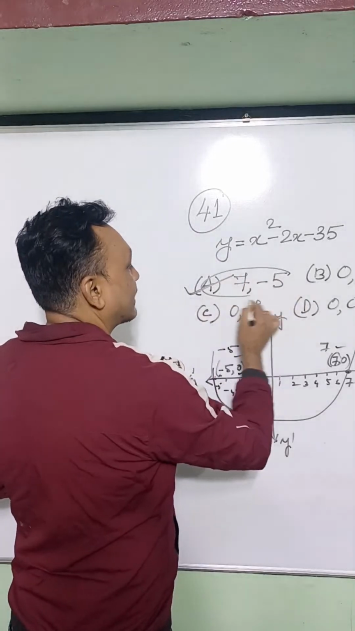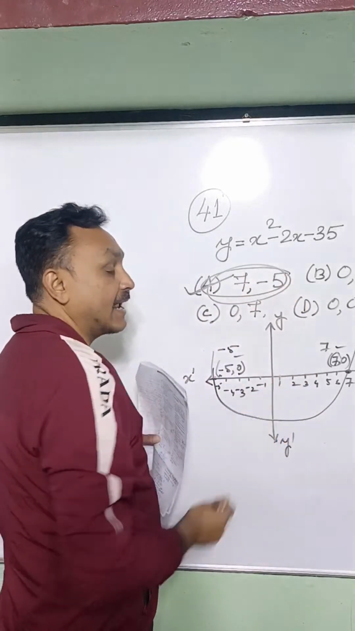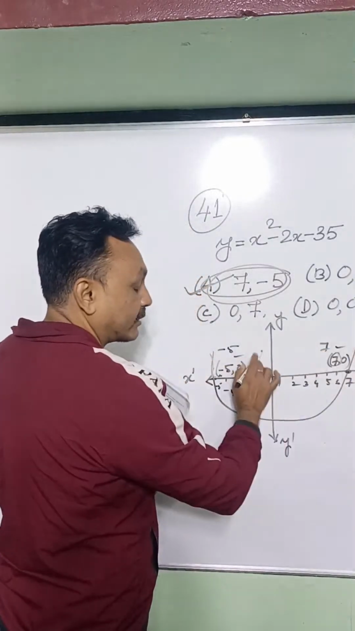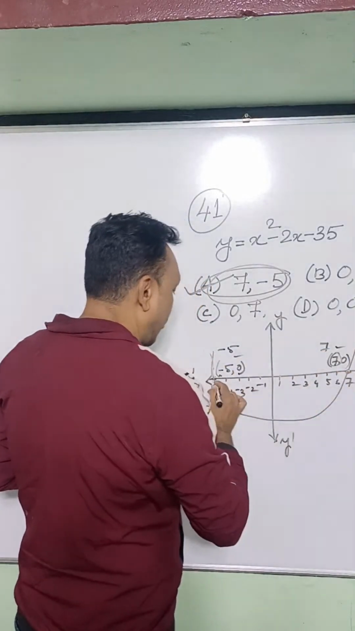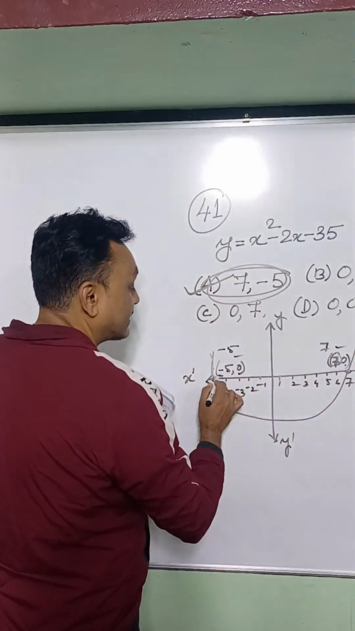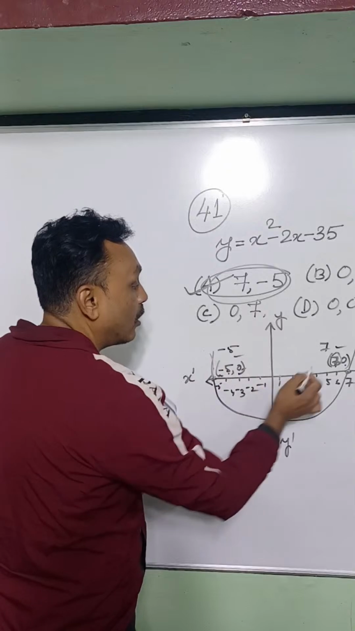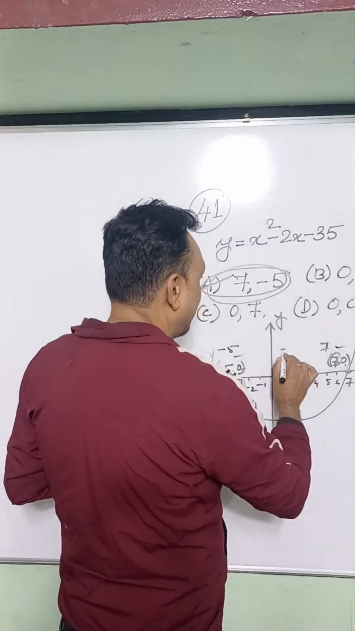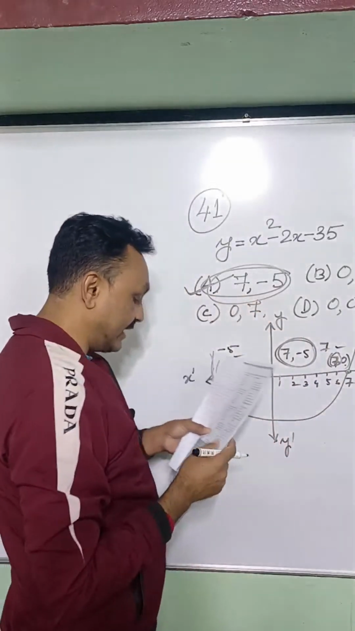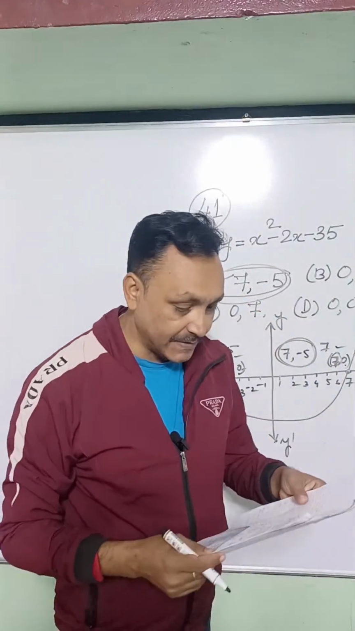You have to check how many points the graph cuts the x-axis, not the y-axis. Here the value of x is 7, y is 0. Here the value of x is minus 5, y is 0. So the zeros are 7 and minus 5. The correct answer is option 1. Is it clear? I hope it's clear.